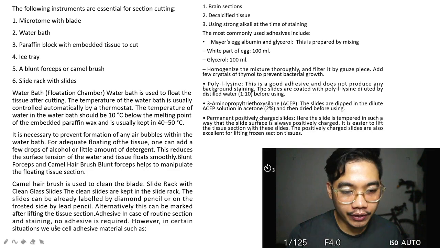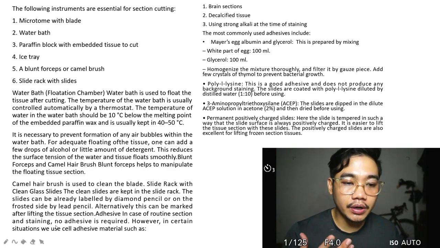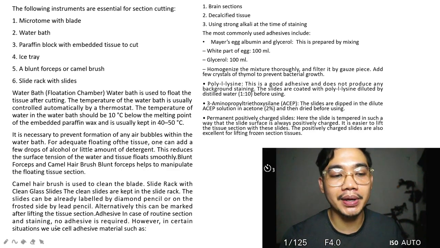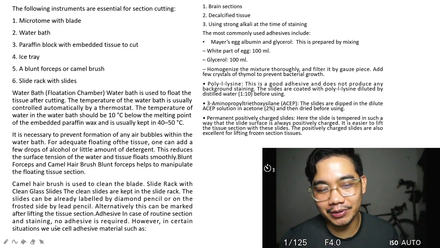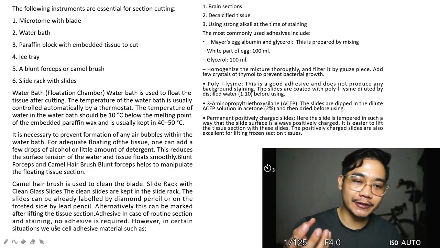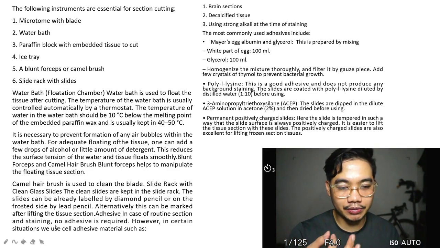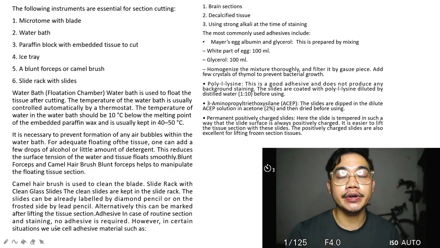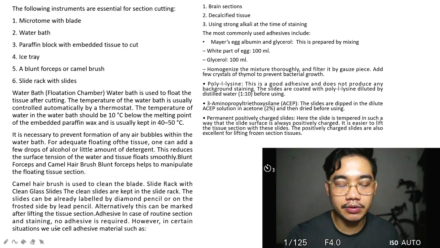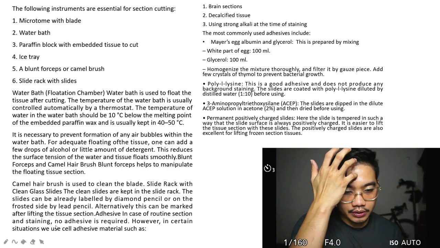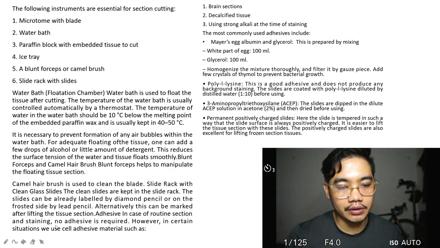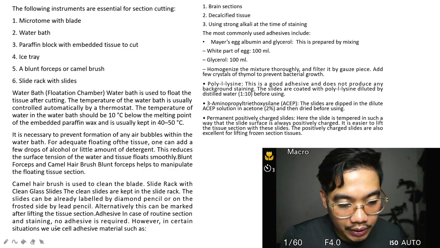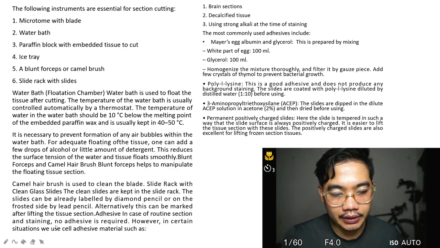So the flotation bath, the water bath should be 10 degrees below the melting point of the paraffin, because if it's hot, your paraffin will melt, no? It is necessary to prevent any formation of air bubbles within the water bath. Sometimes we put detergent because detergent reduces the surface tension, so there are no bubbles in the bath, no? And then it lets the tissue float smoothly. So the camel hairbrush is used to clean the blade and slide rack.